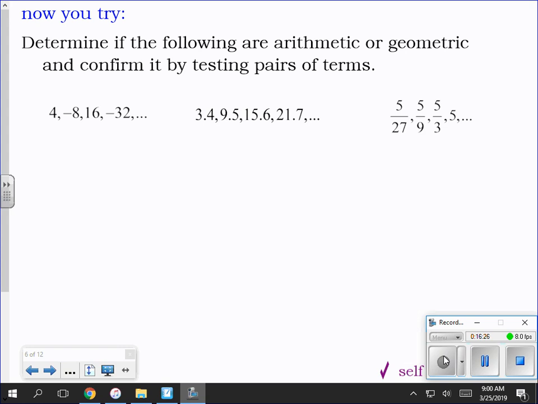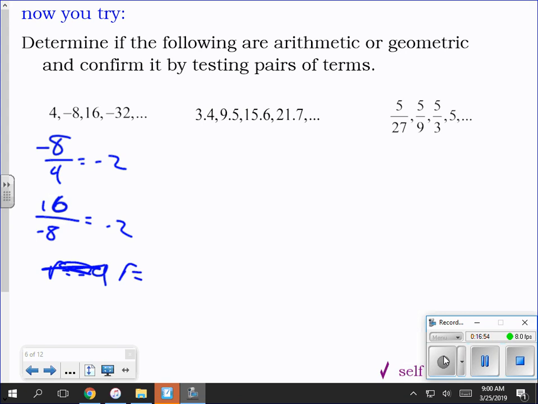So the first one, once again, if you're changing sign every other term, it is not going to be arithmetic. So I can just skip that possibility. Is it geometric? Do the division. -8 divided by 4 is -2. 16 divided by -8 is -2. And if I do -32 divided by 16, what do I get? I get -2. So R is -2. R equals -2 because this is geometric.